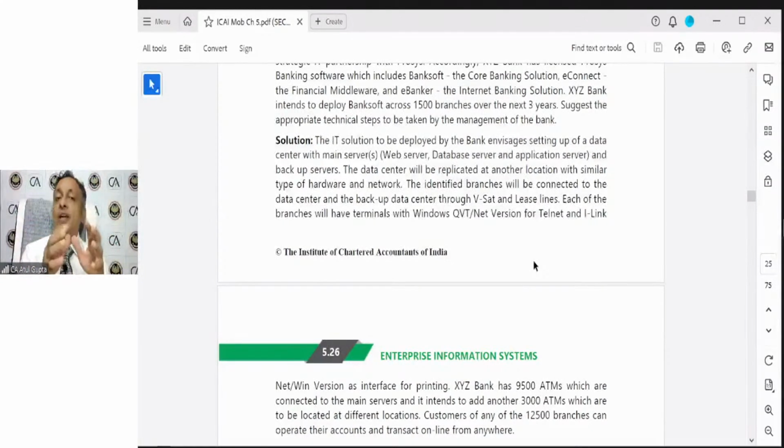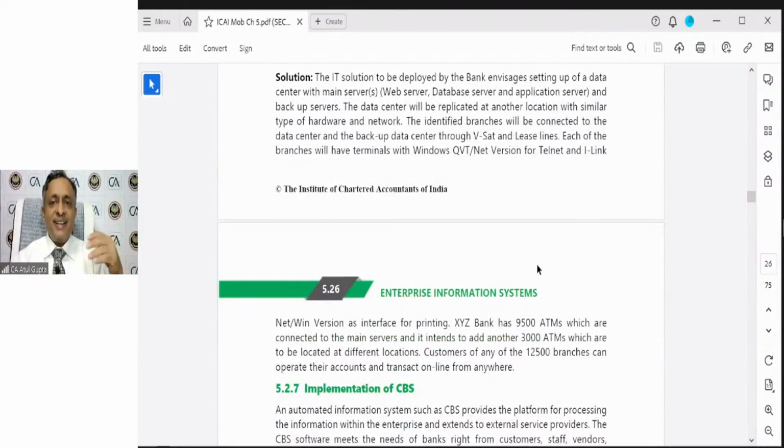Of course, you cannot have lease line across the country because the cost of hiring a lease line network is very high. So you connect through VSAT terminals, and to lay down lease line across the length and breadth of the country might be tough. The location of the branches also may make it tough to have lease line. I'll give you a very good example from a state in the south on this VSAT. We'll be talking about Kerala. Each of the branches will have terminals with Windows, net version for Telnet and iLink.